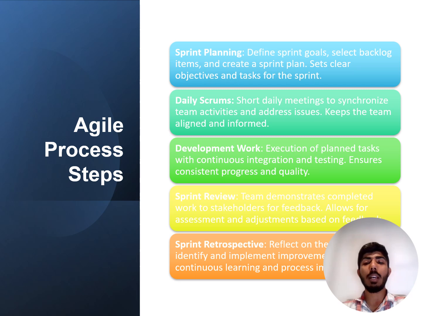Now let's talk about the agile process. The agile process involves several steps. First, in sprint planning, the team defines goals and tasks for the sprint. Daily scrums are quick meetings to sync up and address any issues. Development work is where the actual work happens with continuous integration and testing. Sprint review is like showing off your Lego creation to your friend for feedback, the same thing.